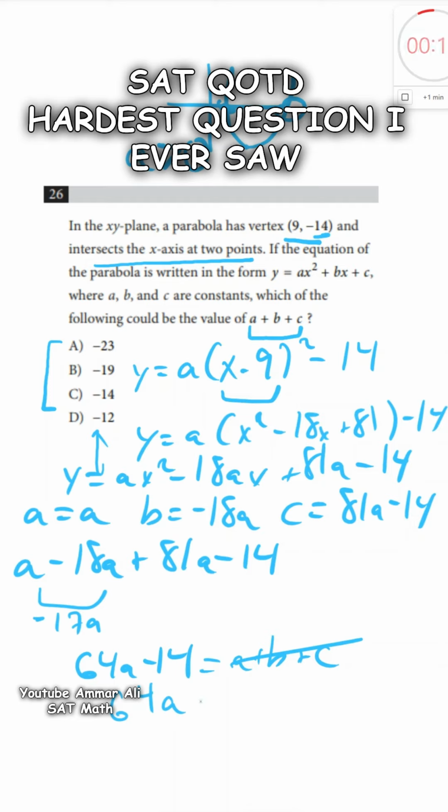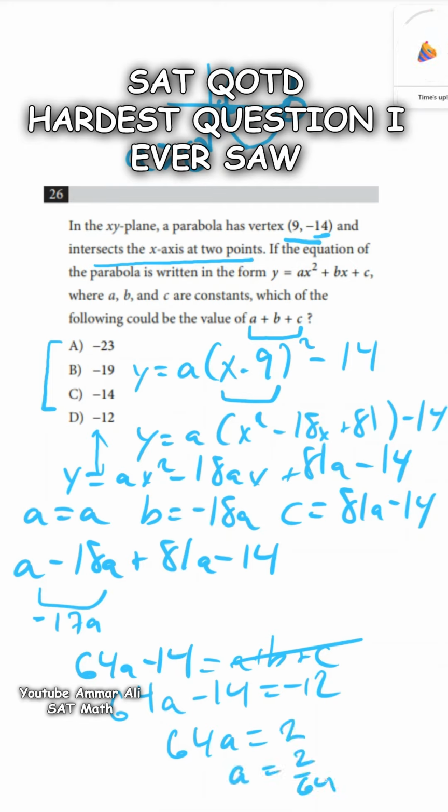So 64a minus 14 is equal to minus 12. Then 64a is equal to 2, or a is equal to 2 over 64. And that's a positive value, so there is our answer.